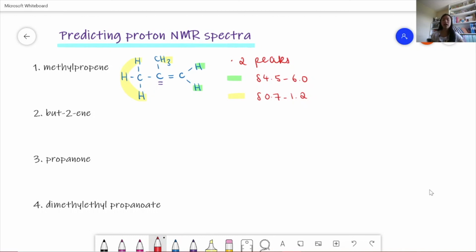And then now we need to look at our splitting. So firstly, looking at the green hydrogens, we look to the adjacent carbon, and this carbon actually doesn't have any hydrogens on it. And so this green peak must be a singlet because we don't get any splitting. And now we look at the yellow hydrogens, and then we look to the adjacent carbon, which is the one I've underlined in purple again. And this is the same carbon we looked at before, and this also doesn't have any hydrogens on it. And so this is also a singlet peak.